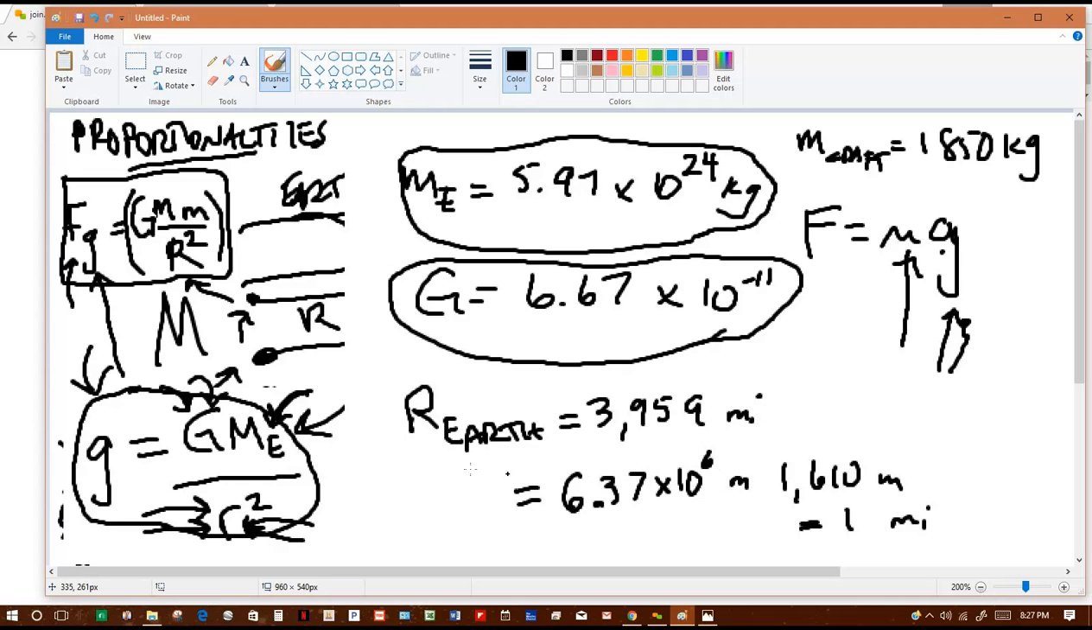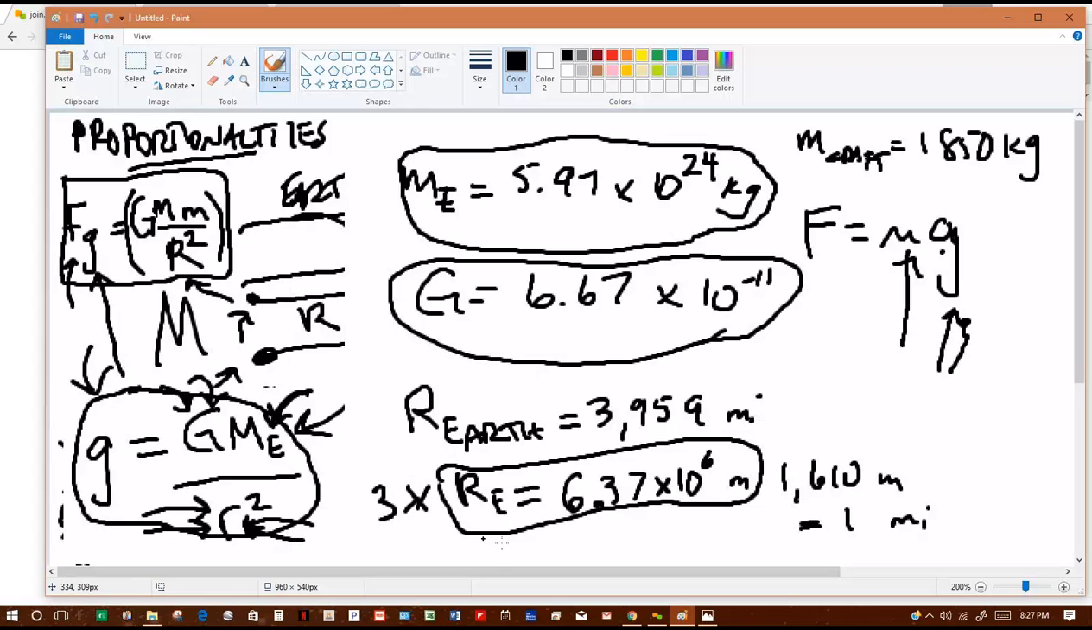Times 10 to the 6. Yep, you got it. Meters. And how many radii is that? That's just 1, remember? So that's just the radius of our planet Earth in meters. But you already told me that the spacecraft is 3 times further away than that, right? Yep. So what do you have to do to that number? I have to multiply that by 3. Yep.